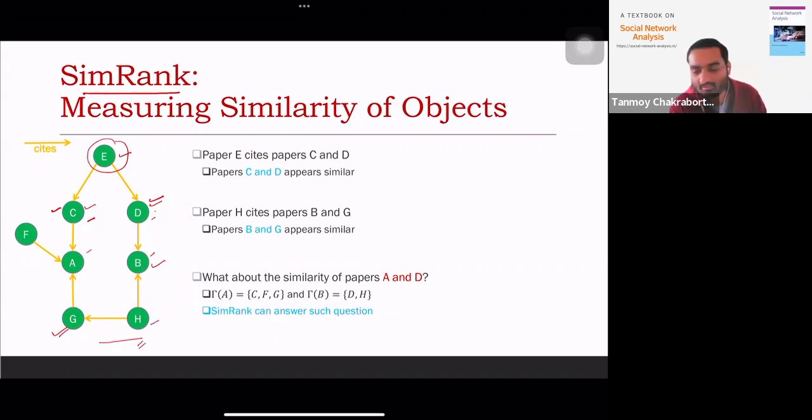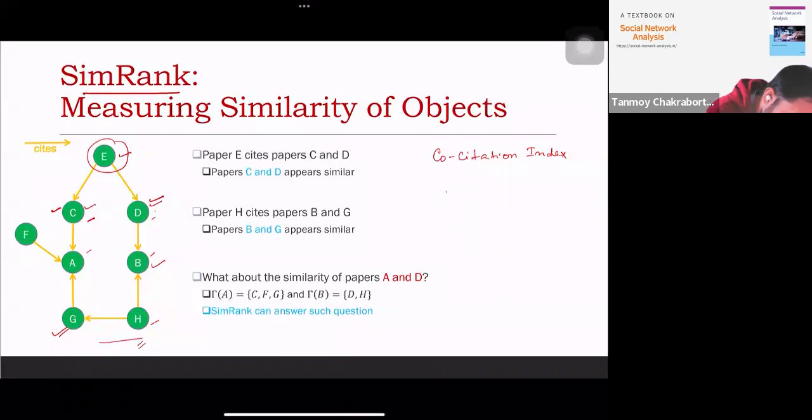In scientometrics or bibliometrics, there is a concept called the co-citation index. What is the co-citation index? The co-citation index between a pair of papers is measured by the number of common papers which cite both these papers. So let's assume that this is A, this is B.